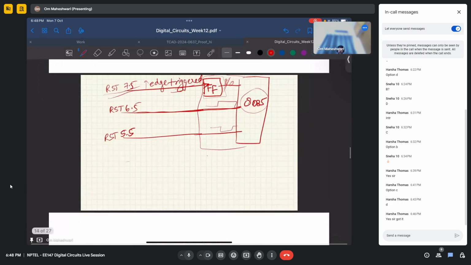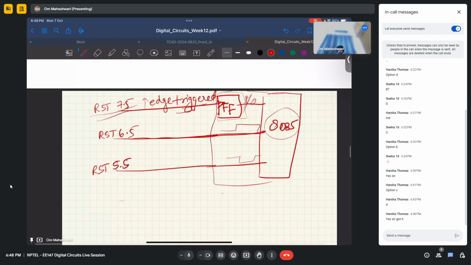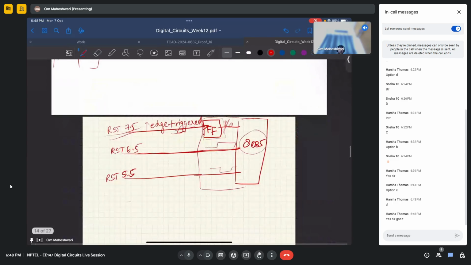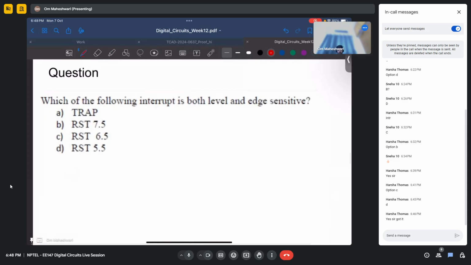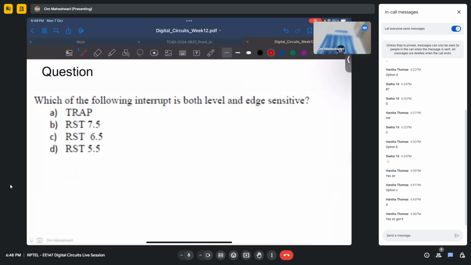Okay, hope this makes sense. Let's see the next one. Now you can answer this, right? Which of the following interrupts is both level and edge sensitive? It's TRAP. We just saw that.